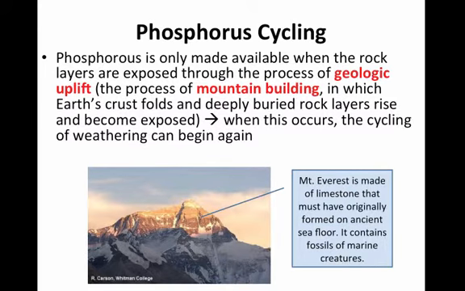All of those layers that you see in Mount Everest are made up of limestone, and that had originally formed from the ancient sea floor. We know this because of the fossil marine creatures that we find in Mount Everest's layers. And therefore, that phosphorus is being cycled back up into those mountain ranges through geologic uplift and can be cycled through weathering, leaching, and erosion that we've already talked about.